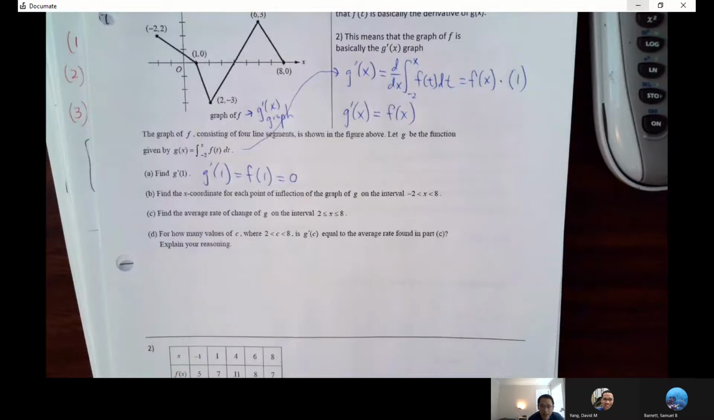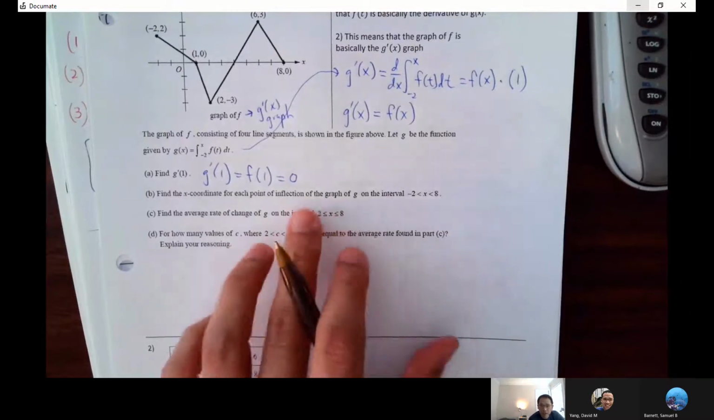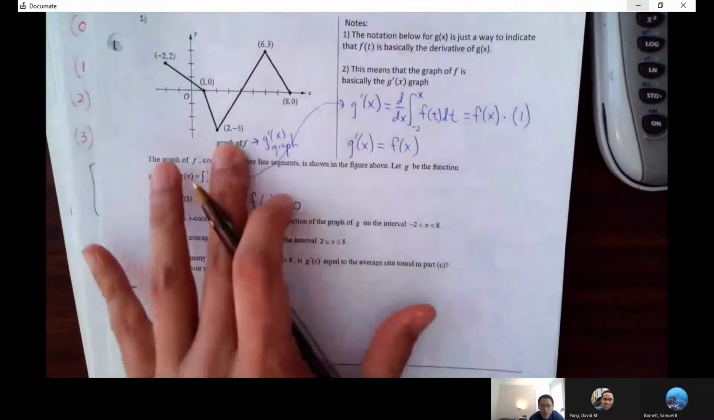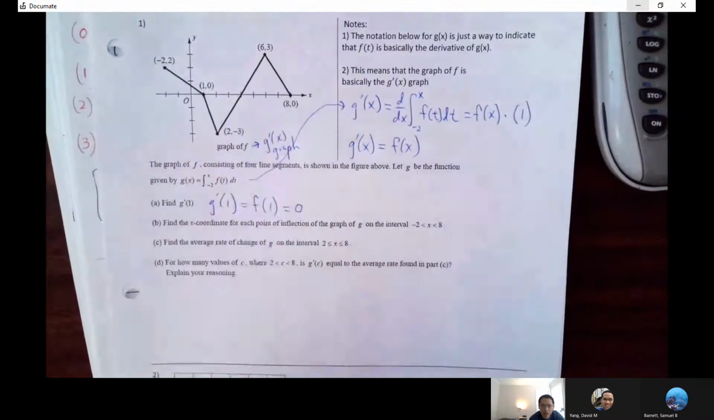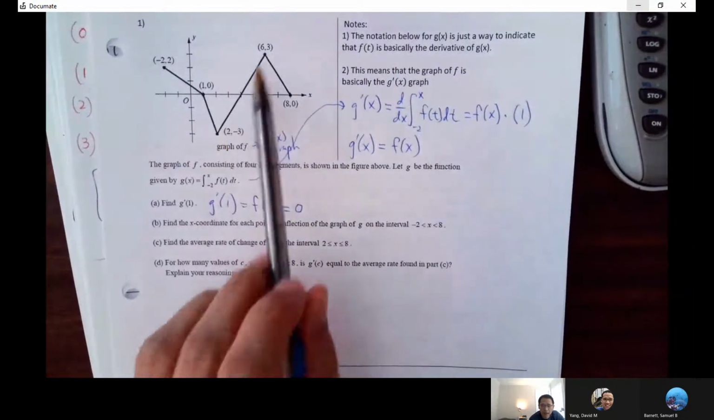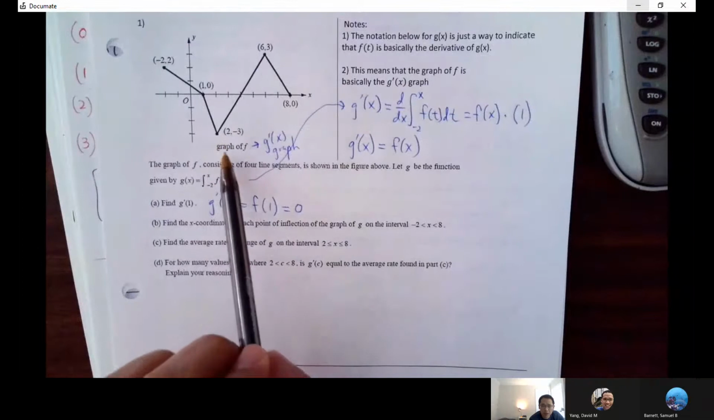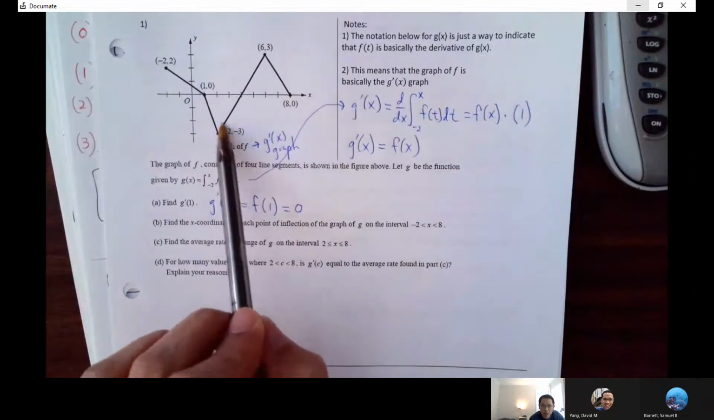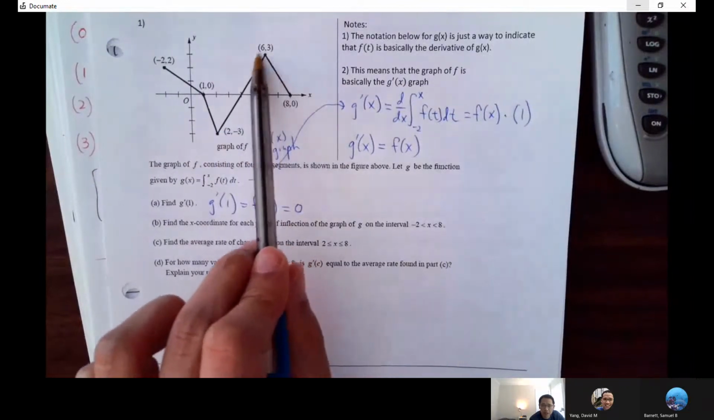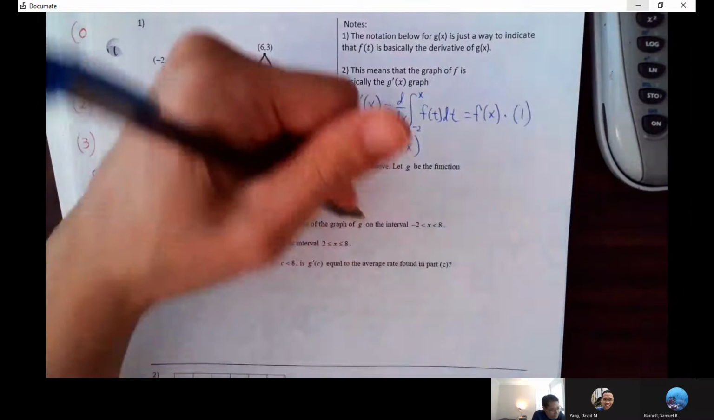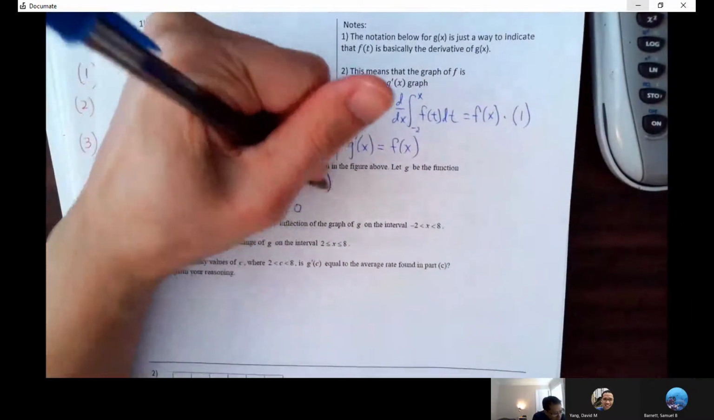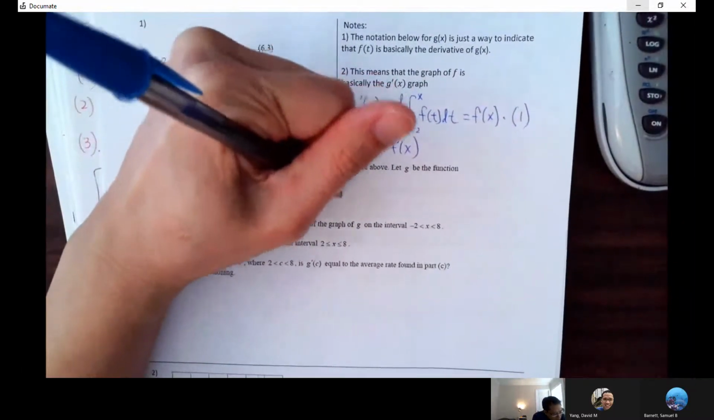Part B, find the x coordinate of each point of inflection. Well, of g, so if this is g prime, then we can pick off points of inflection by, if you remember, anytime we're looking at the first derivative graph, points of inflection are located at the peaks and valleys of our g prime graph. So for B, I'll create a second derivative sign line.